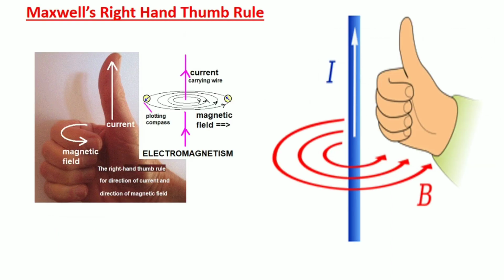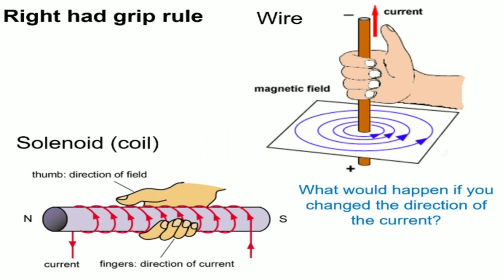The most convenient way of finding the direction of the magnetic field in a current carrying straight conductor is given by Maxwell's right-hand thumb rule. Imagine holding a current carrying straight conductor in a right hand such that the thumb points towards the direction of the current and the fingers wrapping around the conductor show the direction of the magnetic field lines. Maxwell's right-hand thumb rule could also be applied to a coil of wire carrying current to find the direction of the magnetic field.